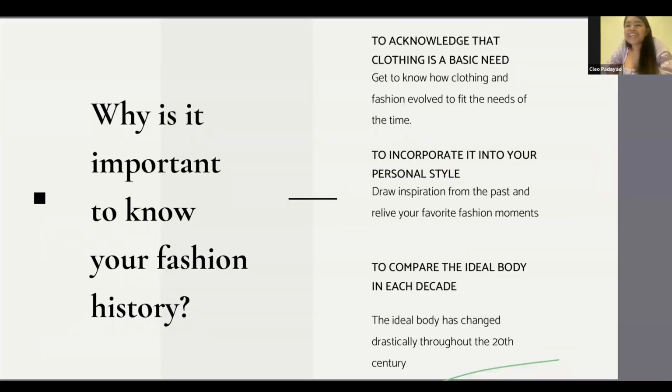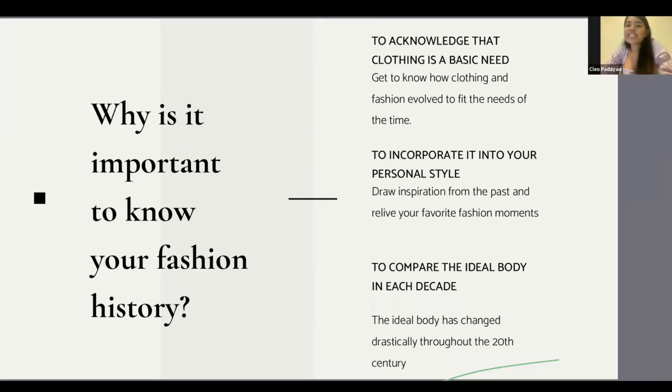So you may ask, why is it important to know your fashion history? Maybe your job is not related to fashion or you just don't care about fashion, but we have to acknowledge that clothing is a basic need. Whether you're in quarantine right now, you're still wearing clothes, right? So might as well get to know its origins. And second is to incorporate it into your personal style. So you can always draw inspiration from the past to express yourselves more in your everyday life, or maybe you have some special events after this quarantine, just to draw some inspiration.